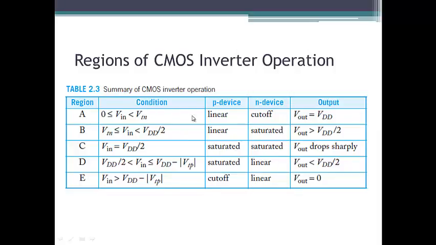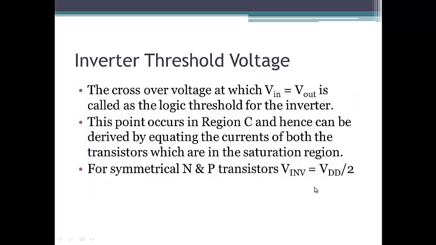In this table, in region A, Vout will be VDD. In region B, Vout will be greater than VDD by 2. And then you see there is a sharp drop. And then in D, Vout will be less than VDD by 2. And in the E region, Vout will be 0.